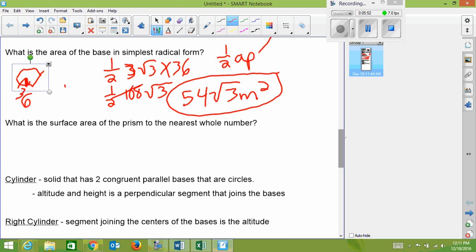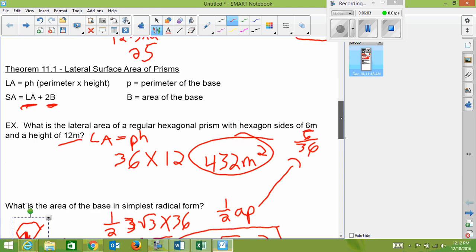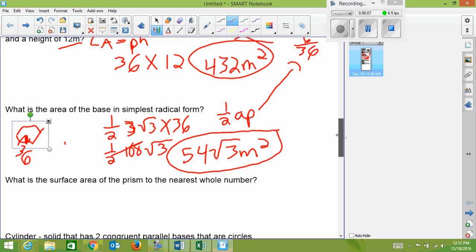What is the surface area of the prism, to the nearest whole number? So the surface area, if you go back up here and look, says lateral area plus 2 times area of the base. Well, we just figured out the lateral area and the area of the base, so we have everything we need. So I just need to take 432 plus my 54 square root 3 times 2.